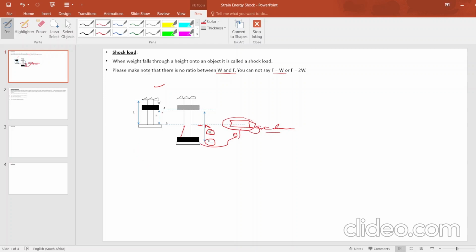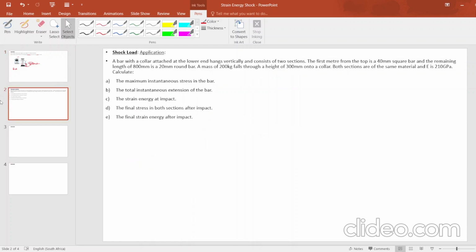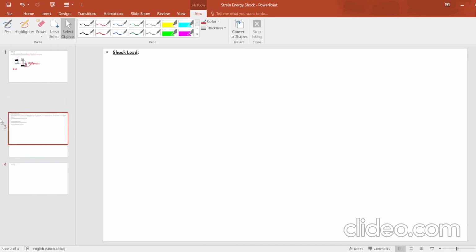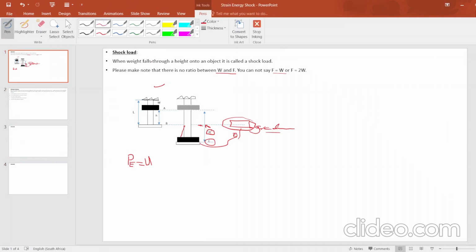There's a transference of energy. Because of height, we are experiencing potential energy. PE equals U. Potential energy equals strain energy. And this principle is actually based on the law of conservation of energy.